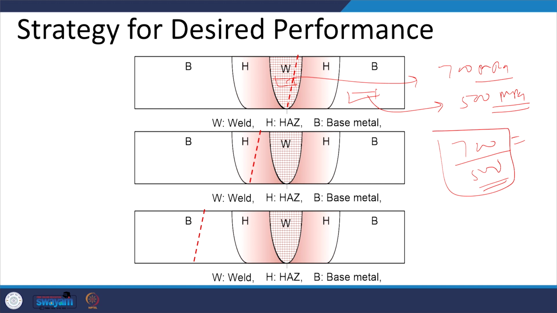And that is why in such cases, where the heat affected zone is strong and the weld metal is strong, the failure is taking place from the base metal. In all those cases where the failure occurs from the base metal, it indicates that joint efficiency is greater than 100%.